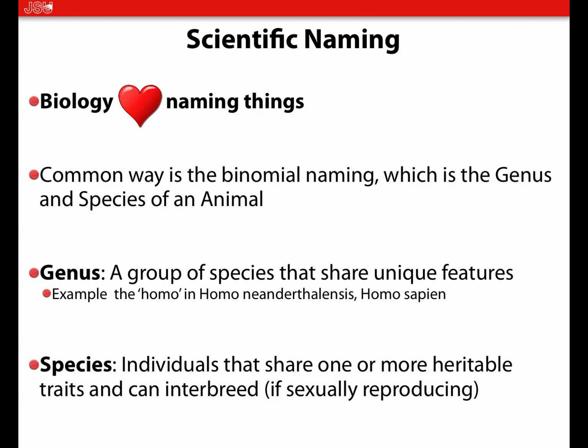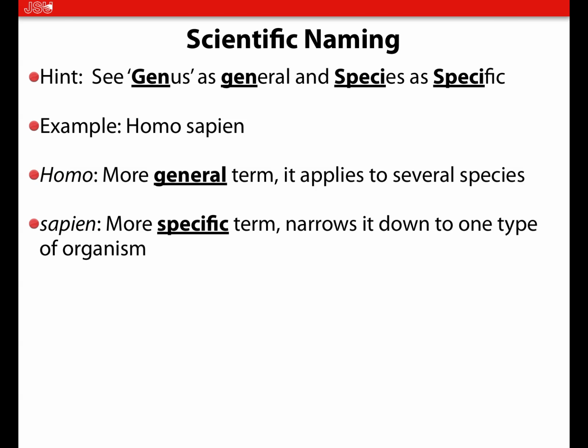Finally, I want to talk about scientific naming. Biologists love naming things. And we have a way, we call it the binomial naming or nomenclature system. Genus and species. First of all, know what a genus is, know what a species is. In this naming system, we have genus first, species second.